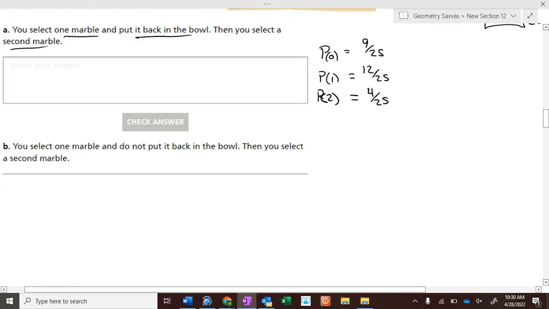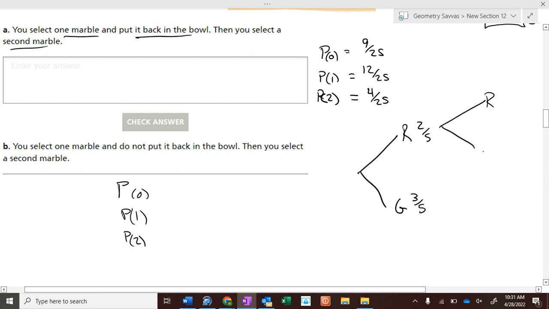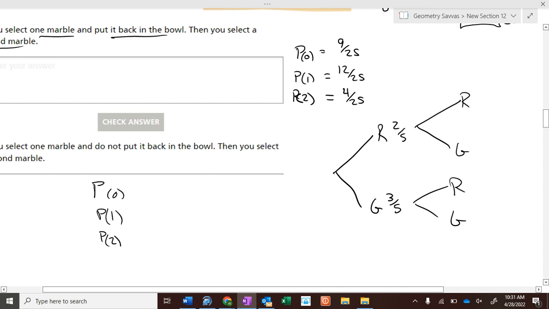Now, let's do the same thing, but we're not going to put the marble back in the bowl. Okay? So we want to find the probability of 0, the probability of 1, the probability of 2 reds. But we're not putting them back in the bowl. So originally, there are how many reds and how many greens? 2 out of 5 chance of getting red, 3 out of 5 chance of getting green. Then, if I don't replace it and if I draw a red first, what's the probability of getting a red the second time as well? 1 out of 4.